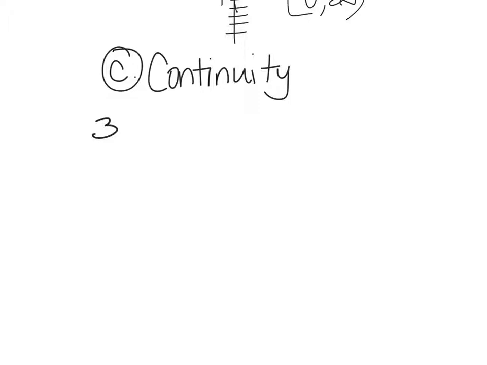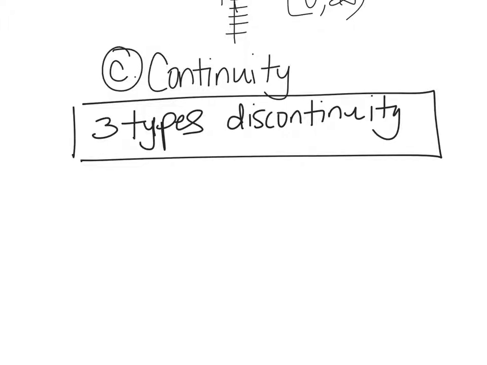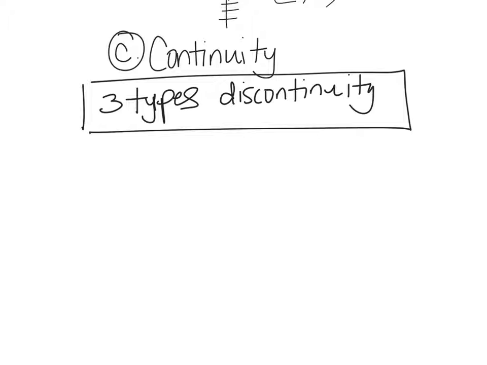So once again, we're not going to talk about where the graph is continuous. We want to talk about where the graph is not continuous. So there are 3 types of discontinuity. So not continuous, in other words. 3 types. There's actually 4, but we're going to do 3. We'll leave the 4th one for the calculus teachers. So number 1, and you're going to need to know these types.